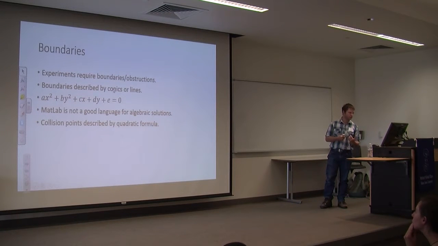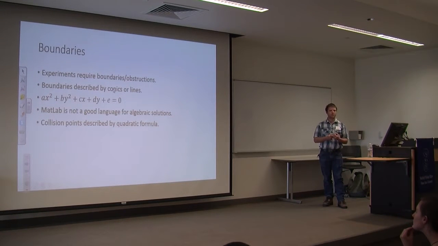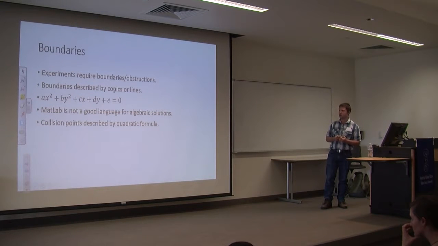So for the boundaries, some problems use an open boundary. This needed to be a closed boundary because of the small space that I was working with. And I used both quadrics and lines, which are described by this equation here. Because MATLAB is not good for doing algebraic solutions and manipulations, I used this equation because the solutions are then just given by the quadratic formula, which can just be coded directly in, and MATLAB can just spit out a number for us.